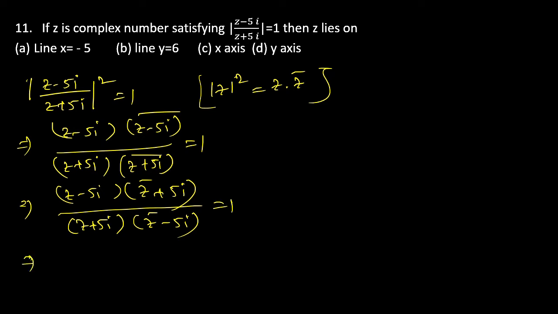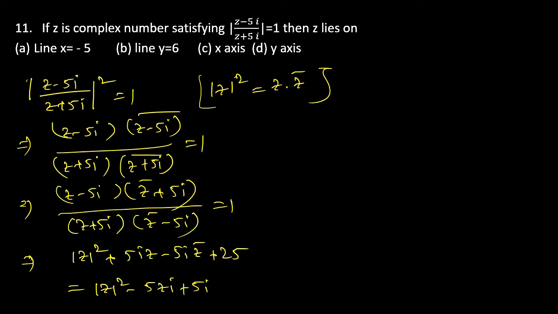So we get z into z bar, mod z square, plus 5iz minus 5i z bar plus 25 equal to mod z square minus 5zi plus 5i z bar plus 25.